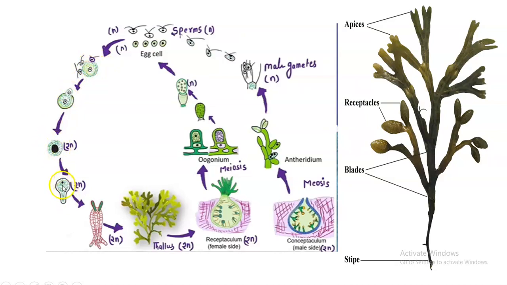This diploid zygote directly forms an embryo, and it will be directly forming a sporophytic thallus, the same thallus. It is not undergoing any meiosis or anything. This zygote will be forming an embryo, and this embryo will be developing into a sporophytic diploid thallus. So this is all about the sexual reproduction in FUCUS.